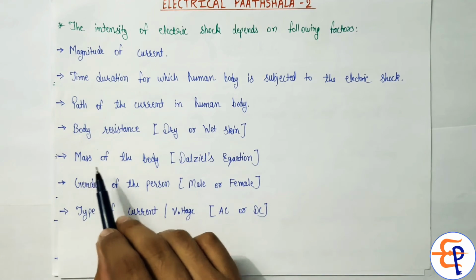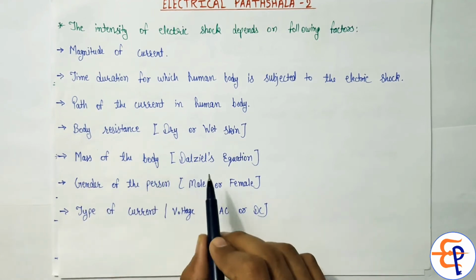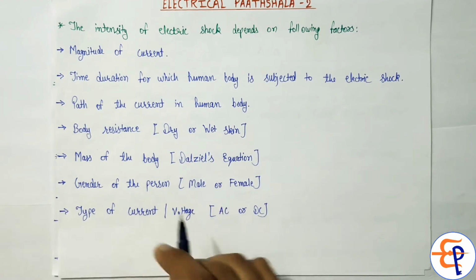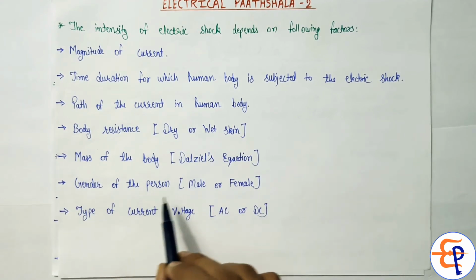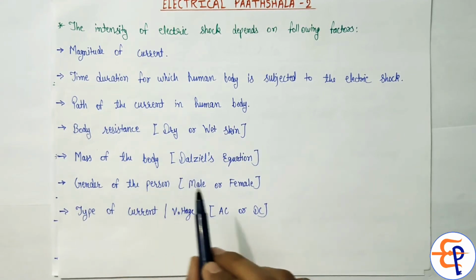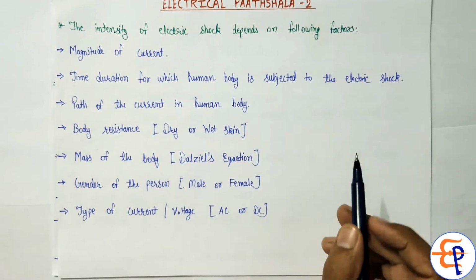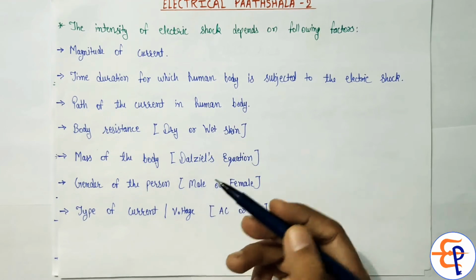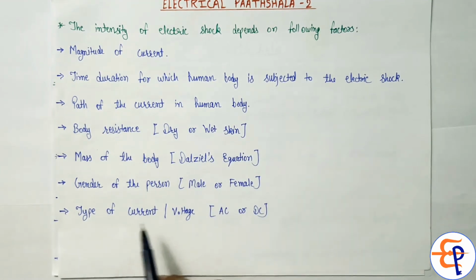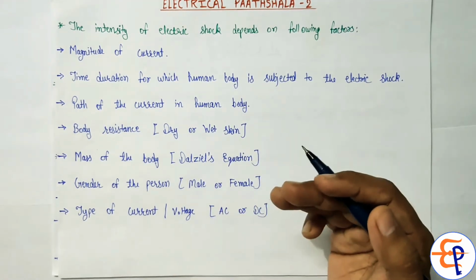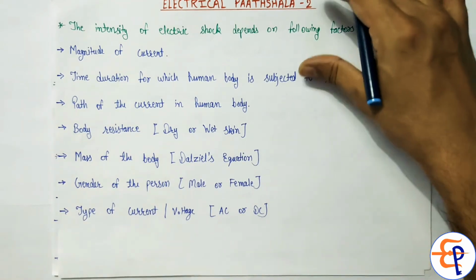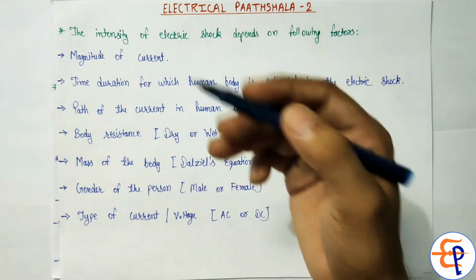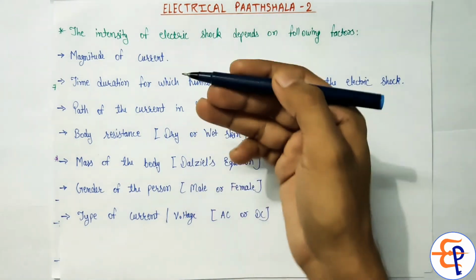Now the next factor is mass of the body. In this section we'll talk about Dalziel's equation. Next is gender of the person. Yes guys, electric shock intensity also depends on the gender of the person. Whether the person who is being subjected to electric shock is a male or female, it depends on that as well. And finally, the type of the supply, or type of the current or voltage, whether the current or voltage is AC or DC. So these are some of the factors on which electric shock intensity depends. We will talk about all these factors one by one.